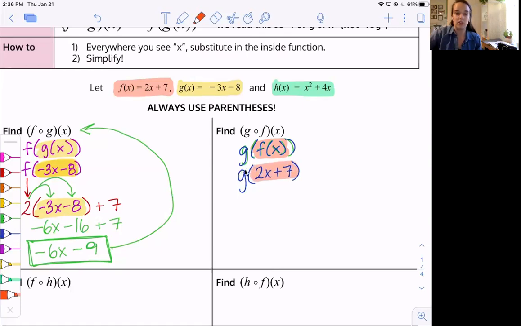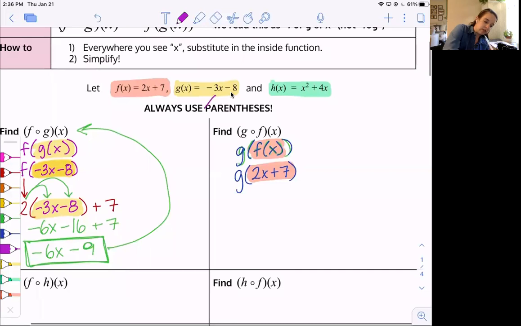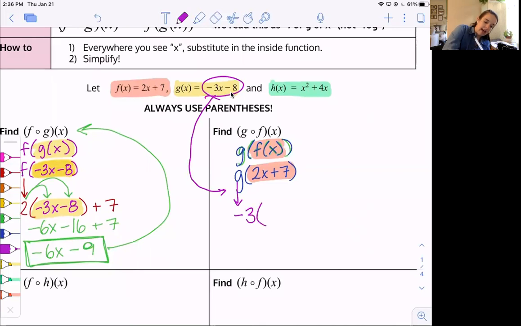So now I'm going to go get the g function. Here it is right here. I have negative 3x minus 8. Negative 3x, but remember we're taking out x, putting in something else. What's the something else that we're putting in?